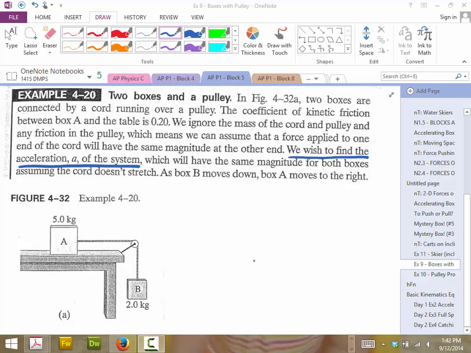So, you've got your free body diagram over it. You want to find acceleration. This is what you're going to do. In your solving process, I would write down equations. Write down many equations. You're going to need 2 for A and 1 for B.